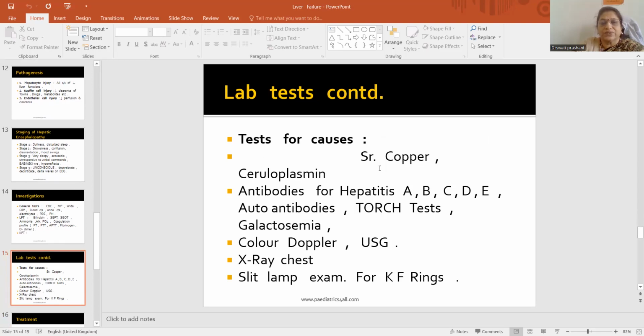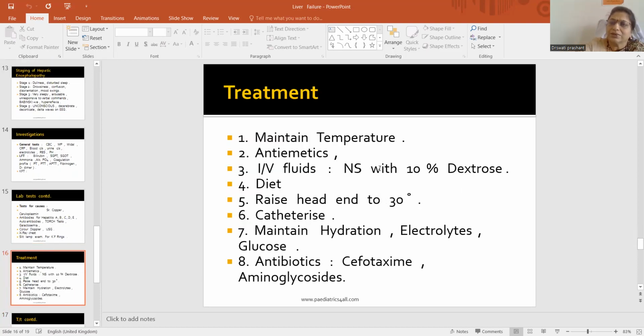Tests for the cause of liver disease: serum copper and ceruloplasmin estimation, antibodies, that is hepatitis markers for hepatitis A, B, C, D, E, autoantibodies, TORCH tests, test for galactosemia, color Doppler and ultrasound, X-ray chest, slit lamp examination for KF ring.